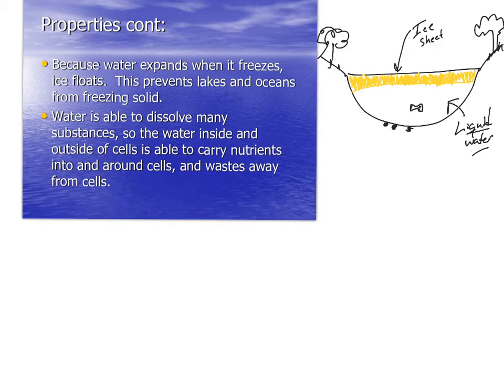Then it says water is able to dissolve many substances so that water inside and outside the cell is able to carry nutrients in and around the cells and waste away from the cells. So we call this property of water, we call water a universal solvent. It's not really universal, but let's just say it has the ability to dissolve so many different things, whether they are polar or non-polar. This universal solvent called water is really a good solvent. It really dissolves just about anything.